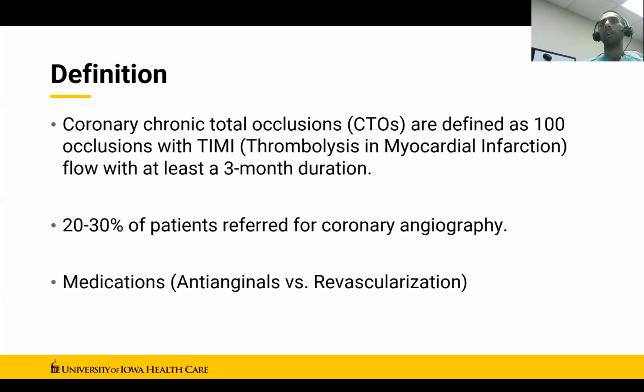So, to begin with the definition of chronic total occlusions, these are basically 100% occlusions with TIMI zero flow of at least a 3-month duration to make them chronic. Now, these are very common, actually, and a lot of interventional cardiologists would know that at least 20 to 30% of the patients who are referred for coronary angiography will have a CTO of 1 or more vessels. What is the usual management strategy for these patients? A lot of them are managed on medications, anti-anginals, and then we can talk about revascularization strategies, which could be either bypass or PCI, and we'll focus on the CTO PCI for this talk.